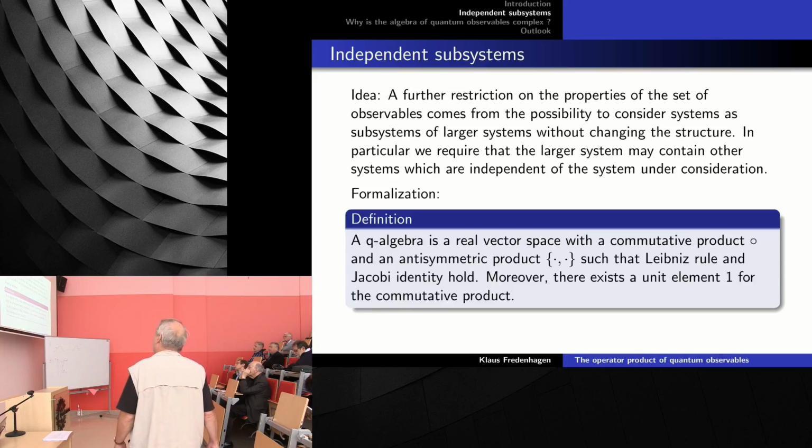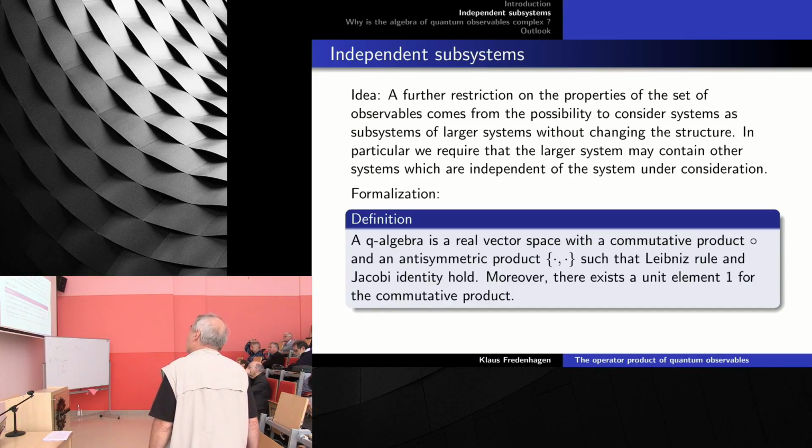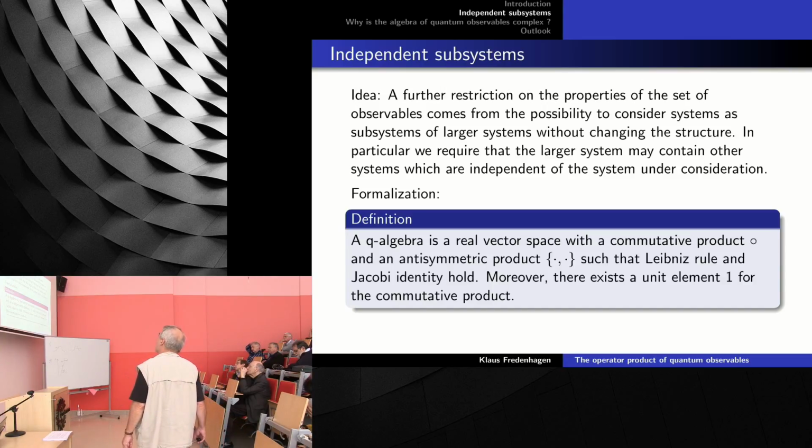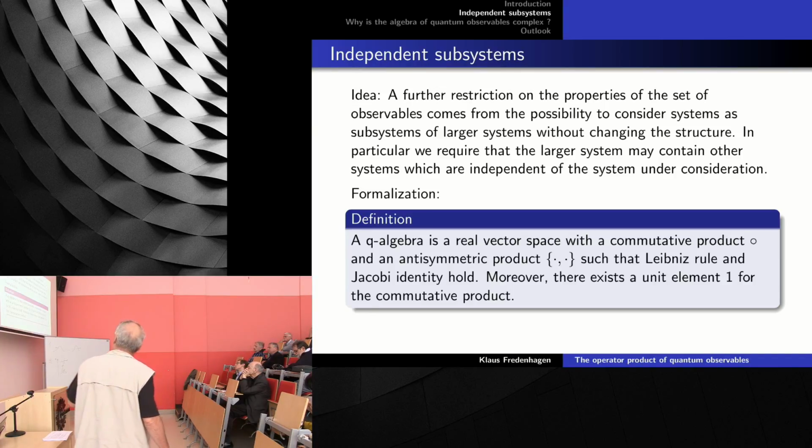Now the idea which I want to describe here is that there is an additional constraint on physical systems which comes from the possibility that we consider systems as subsystems of larger systems. So every physical system we look at is a part of a larger system, and it's crucial for the ability to do physics that we can understand smaller systems without making errors.